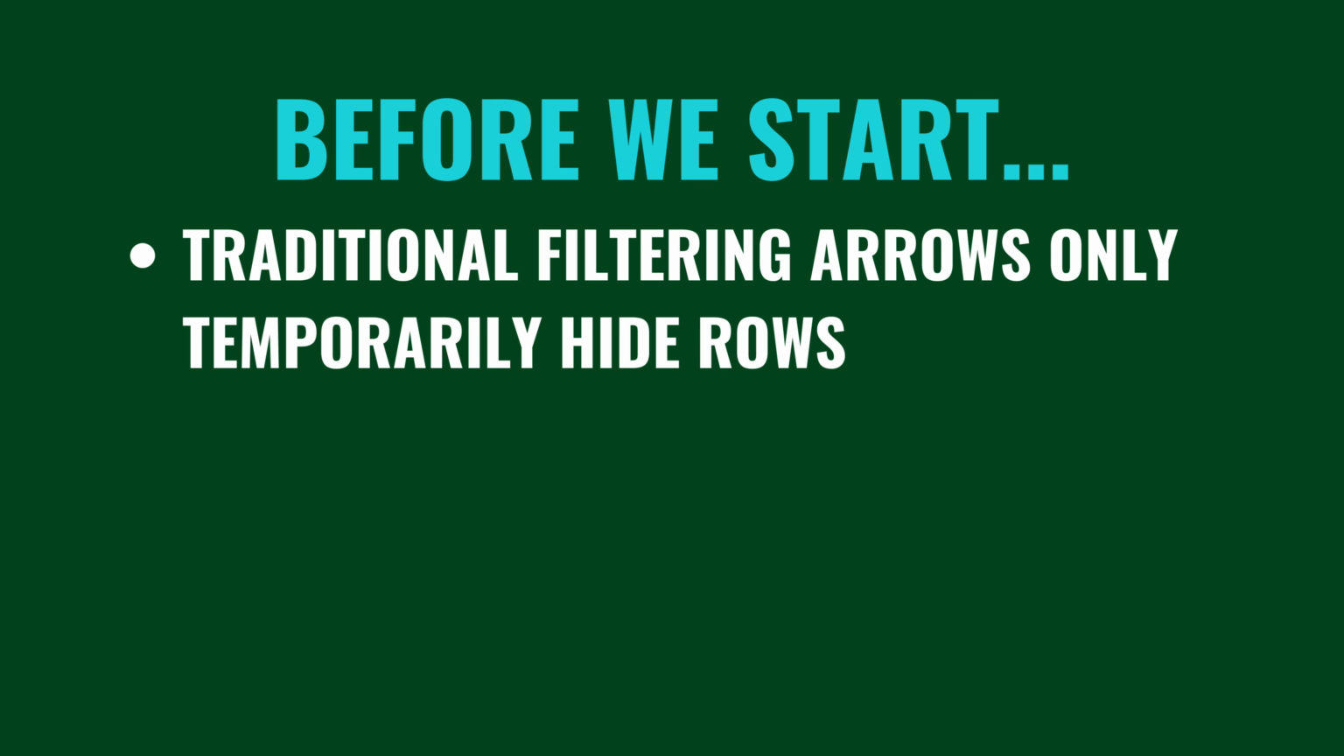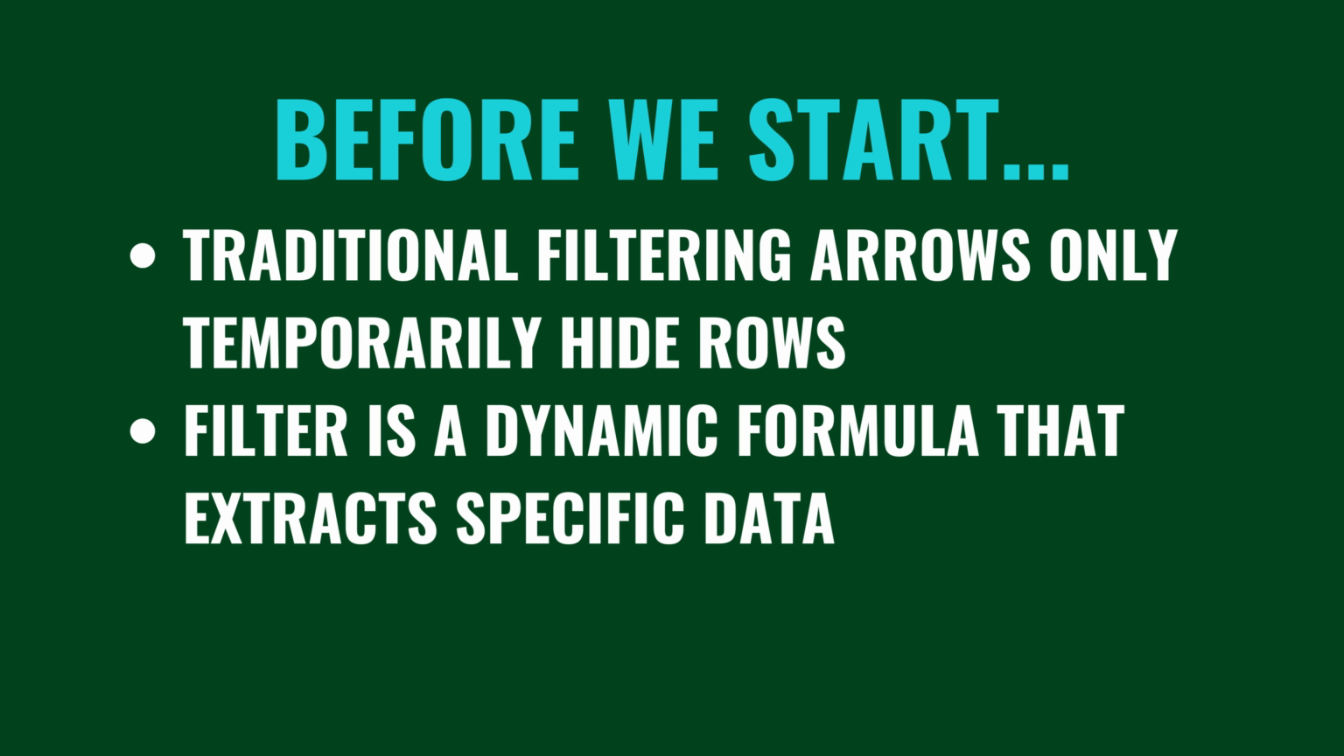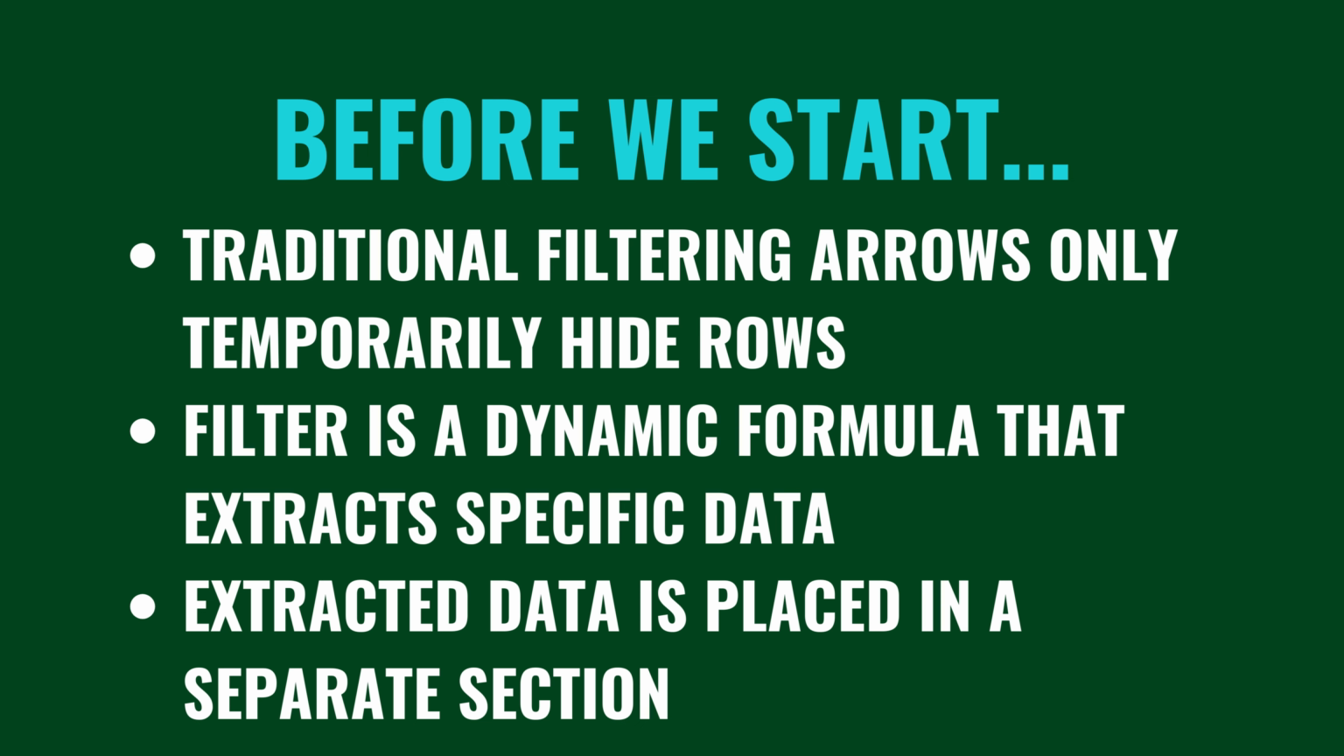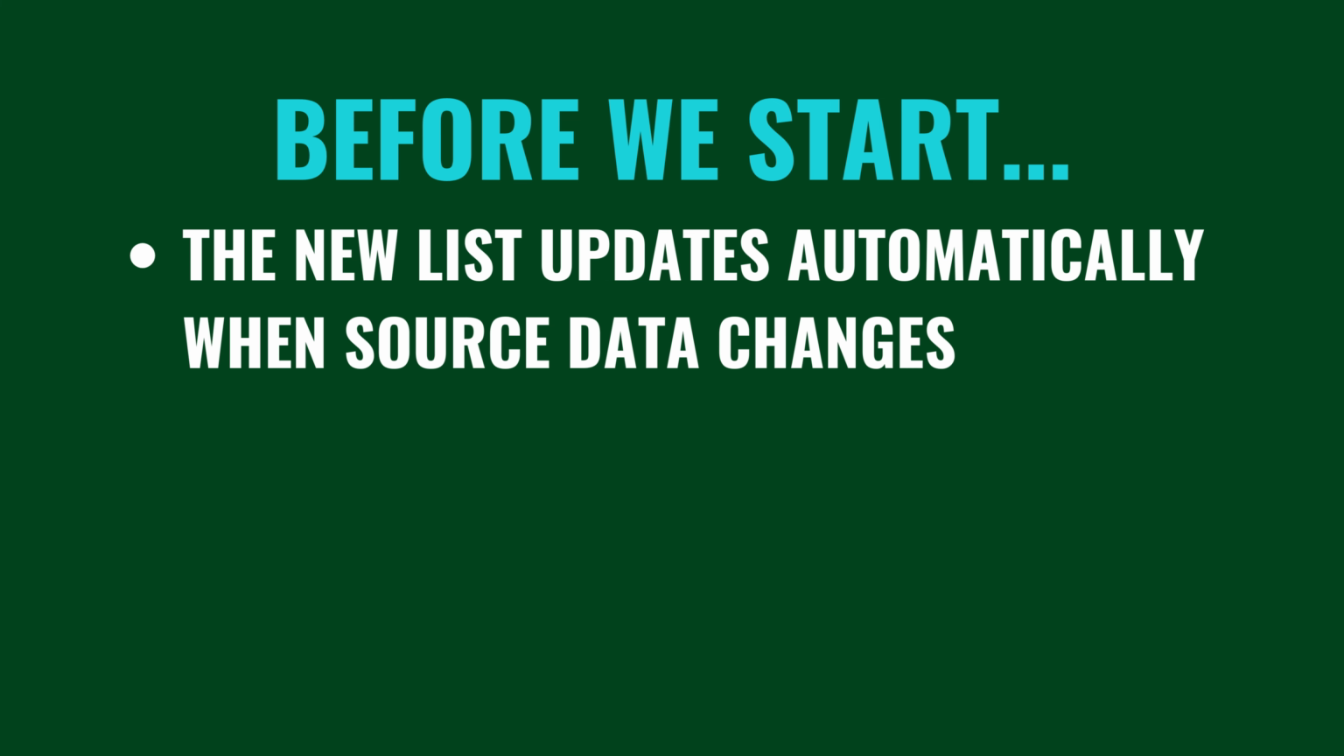Unlike the traditional filtering arrows that temporarily hide rows in your main data table, the filter function is a dynamic formula that extracts a specific subset of data based on your criteria and places it into an entirely separate section of your spreadsheet, automatically updating whenever your source data changes.